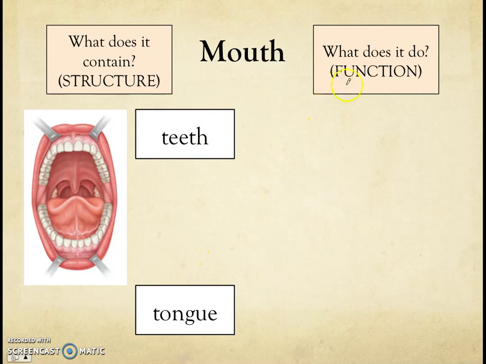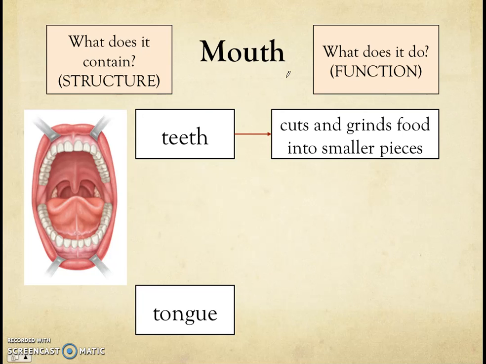Now, what does it do? What do the teeth do? Why do you have teeth? So you can have a nice smile, take selfies. Well, not only that. Teeth have the function of cutting and grinding your food into smaller pieces. Cutting and grinding. The front teeth cut, and the back teeth, the molars, grind your food into smaller pieces.